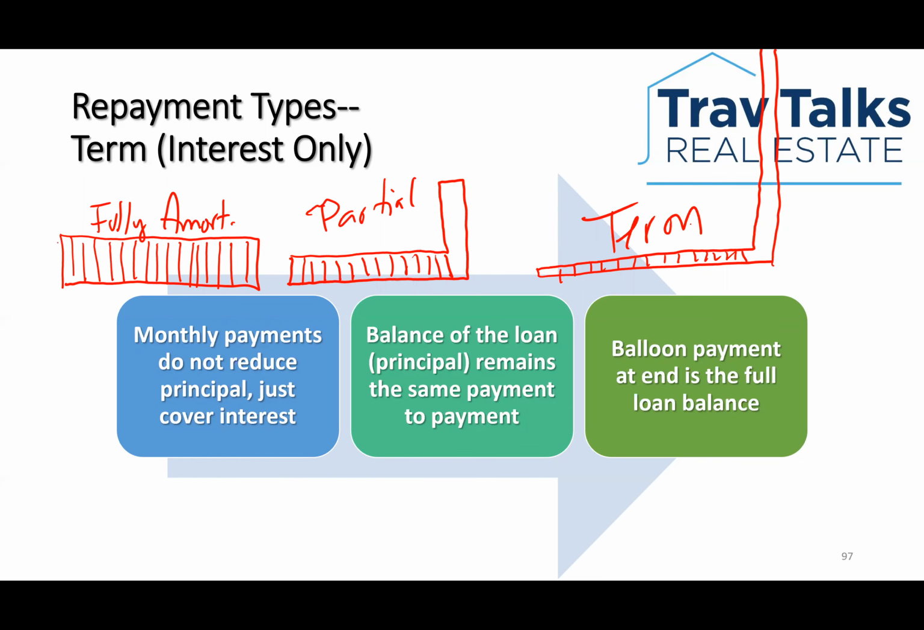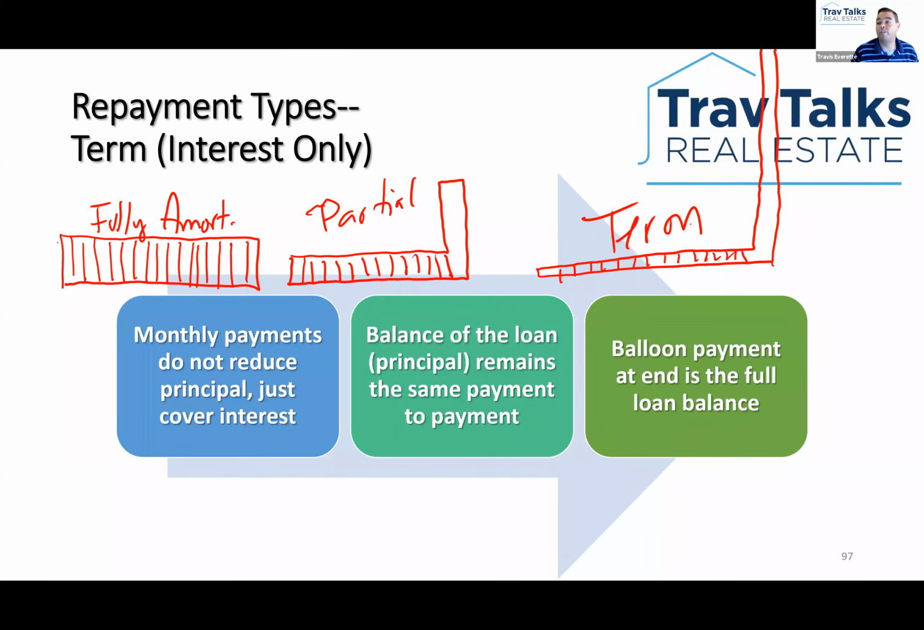Oh, yeah. And we know exactly how much that balloon payment's going to be. How much is it going to be? The full amount of the loan. So this has the lowest monthly payments, but the biggest balloon payment. Does that make sense for everybody? Whereas the fully amortized has the highest monthly payments, but no balloon payment. And the partially amortized has medium monthly payments, but a balloon payment. So it's all about what you value more.